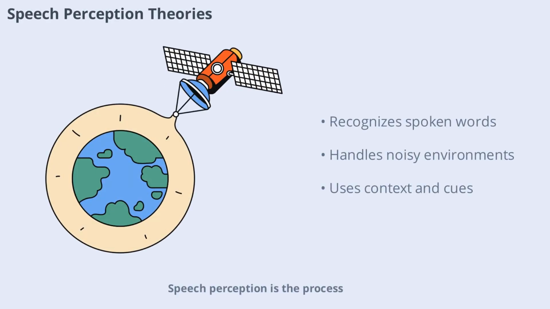Speech perception is the process of recognizing and interpreting spoken language. Theories in this area explore how we identify sounds, distinguish words, and understand speech in noisy environments. Some models focus on the acoustic features of speech, while others emphasize the role of context and expectations. Speech perception is a complex, multi-layered process that relies on both sensory input and higher-level knowledge.